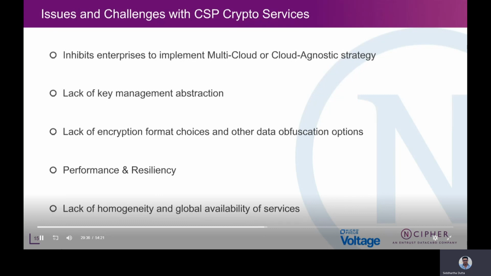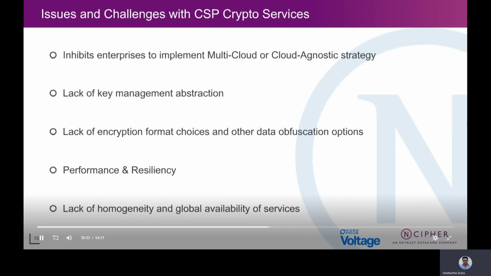Performance and resiliency, I think this is one of the things that people don't really take care of initially because they're more focused on the functional aspects. But it's just like the 8 fallacies of distributed computing, right? The fallacies are that the network is reliable, the latency is zero, bandwidth is infinite, the network is secure, topology doesn't change, there is one administrator, transport cost is zero, and the network is homogeneous.